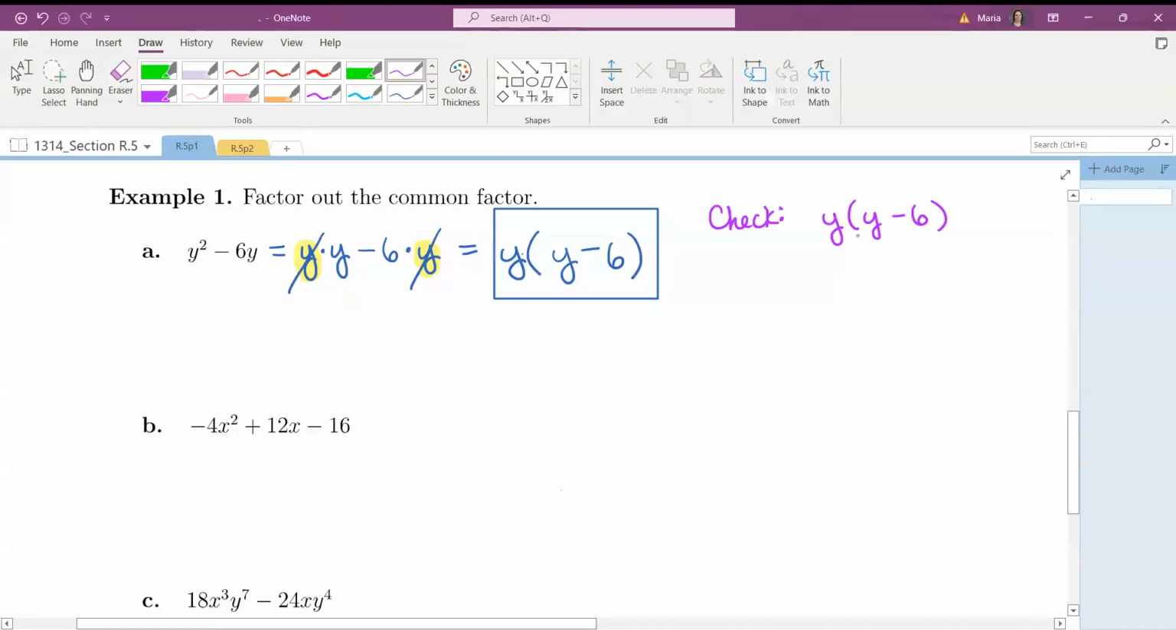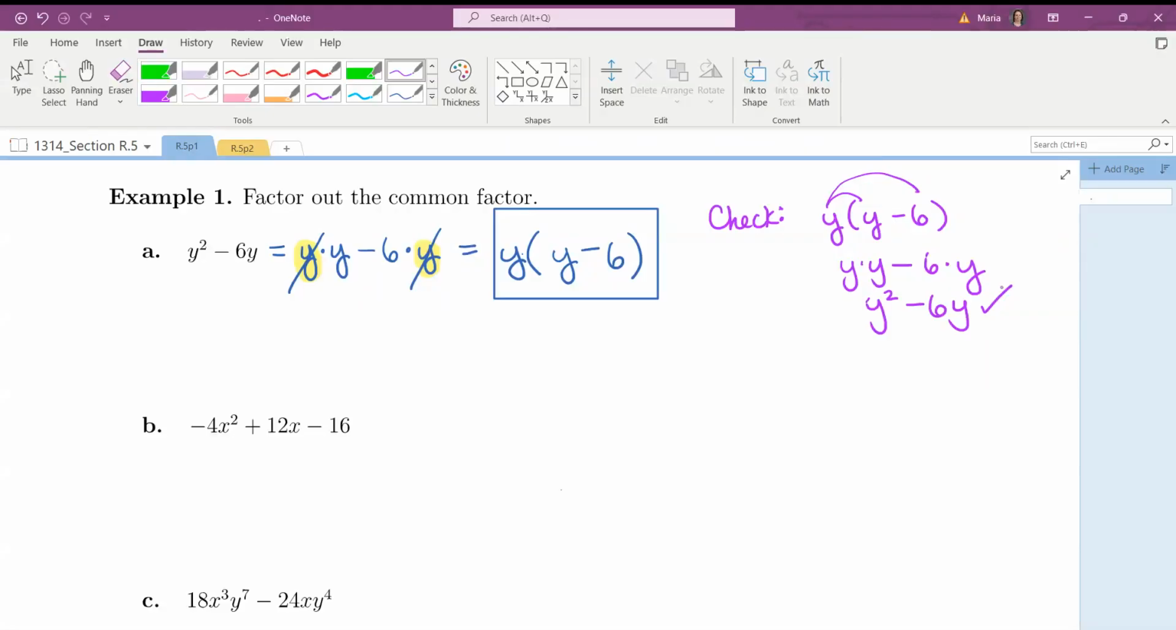So I'm just going to jot down the factored form here, and I'm going to multiply it back out. I'm going to distribute the y through the parentheses. So we get y times y, and then positive times negative is negative, and this is going to be y times 6, or 6 times y. And so we get what we started with, which is y squared minus 6y. So we know we are correct. One final thing before we move on to the next one: y squared minus 6y, and the other format, y times y minus 6, look different, but they represent the same thing. All right, let's move on to part B here.